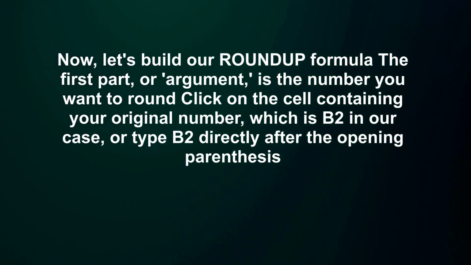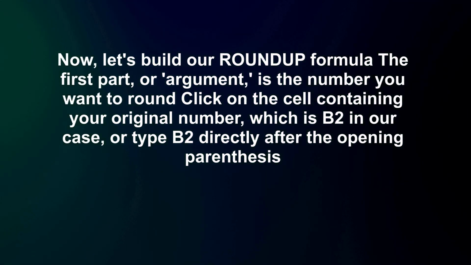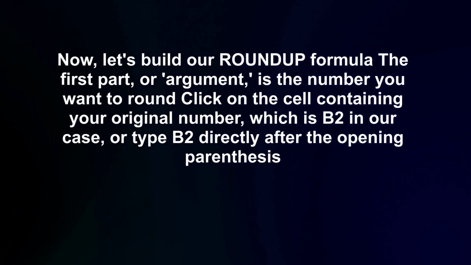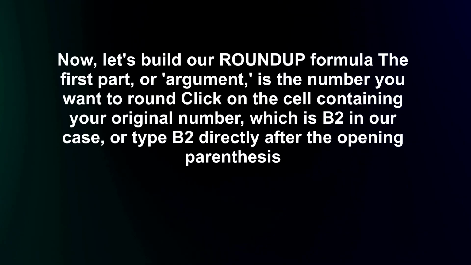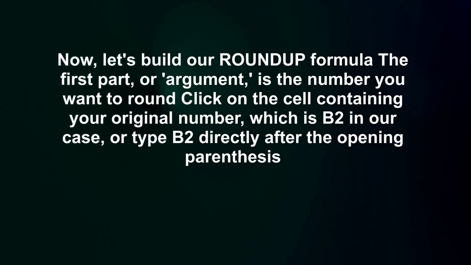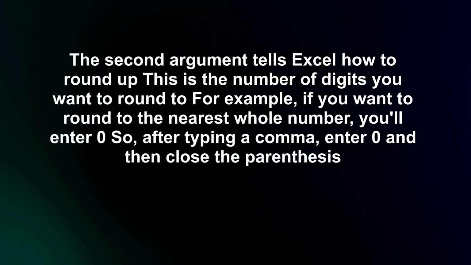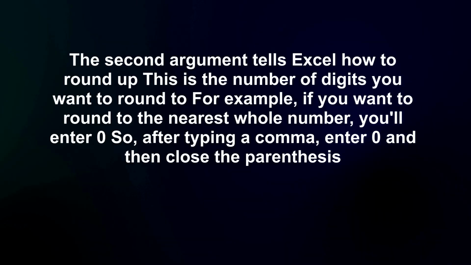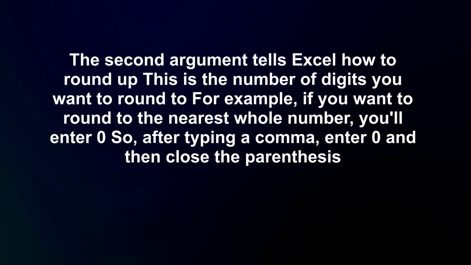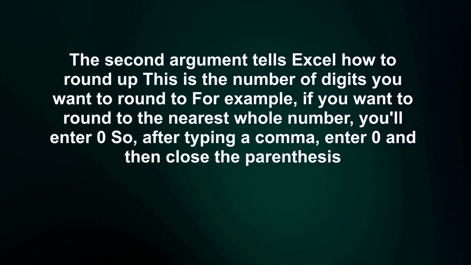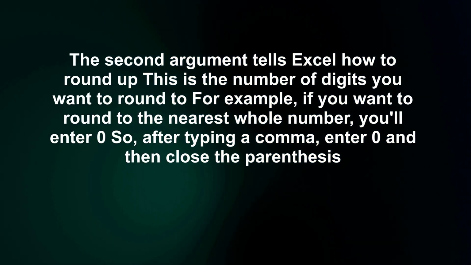Now, let's build our ROUNDUP formula. The first part, or argument, is the number you want to round. Click on the cell containing your original number, which is B2 in our case, or type B2 directly after the opening parenthesis. The second argument tells Excel how to round up. This is the number of digits you want to round to. For example, if you want to round to the nearest whole number, you'll enter 0. So, after typing a comma, enter 0 and then close the parenthesis.